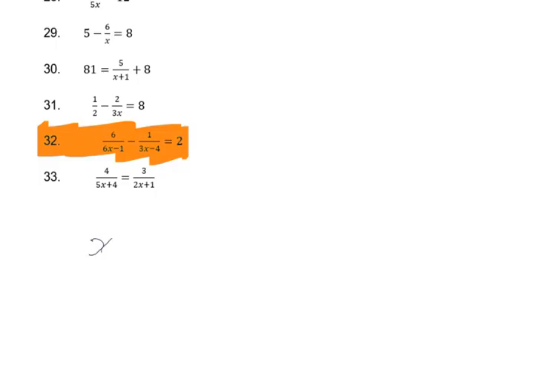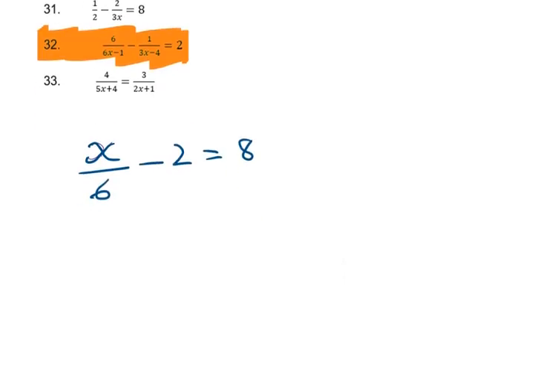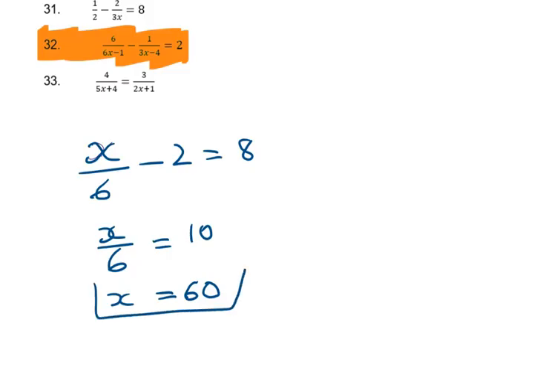We've got x over 6 minus 2 equals 8. So the first step is to add 2 to both sides. We get x over 6 equals 10. Next, we multiply both sides by 6. X is equal to 6 tens, which gives us 60. Okay, so that's the solution to the first one.